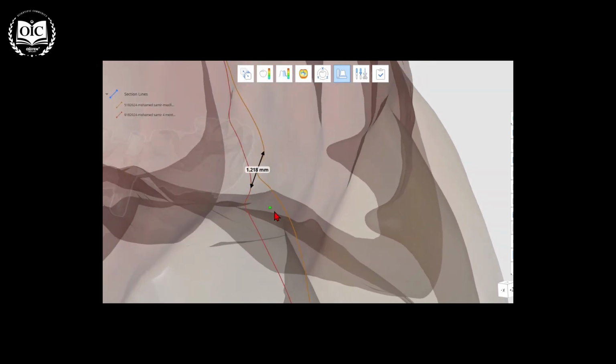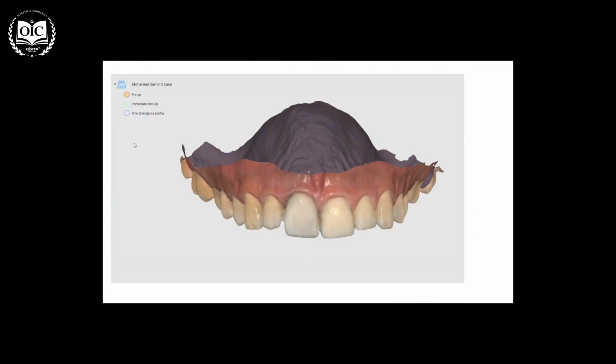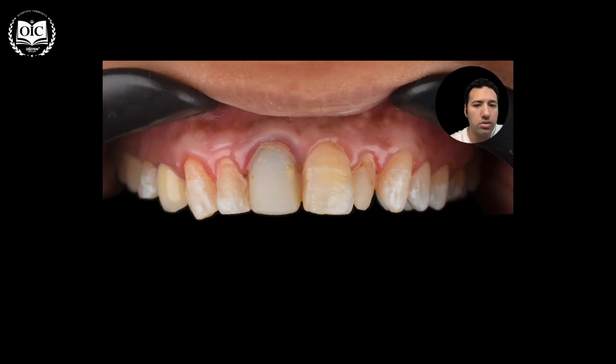4 months after the surgery, the tissue just went down 1.2 of a millimeter. And this gain just fixes what we started with. We started with a little bit of a recession, and we ended with 2 equal gingival margins on the 2 centrals.